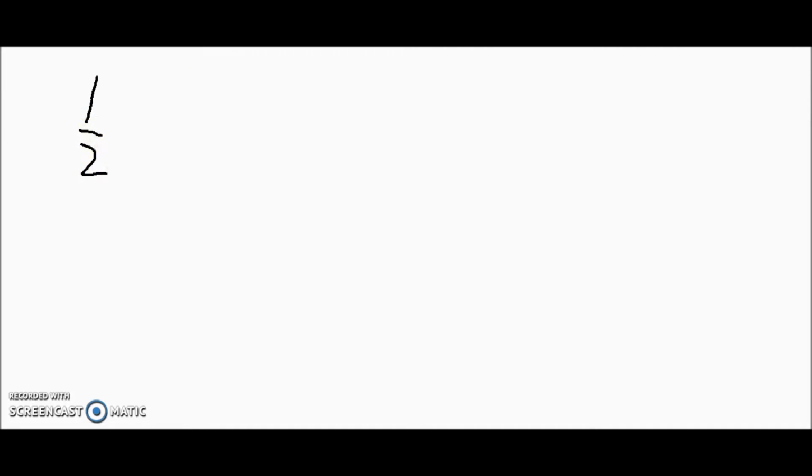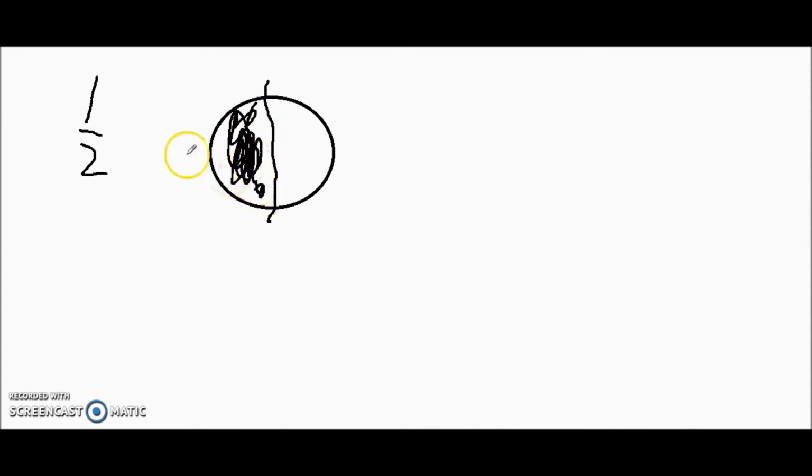If we look at that in a picture, there's a circle, and then let's half it right there. Imagine that's a perfectly straight line, and then half this circle is going to be colored in. So half this circle is colored in.